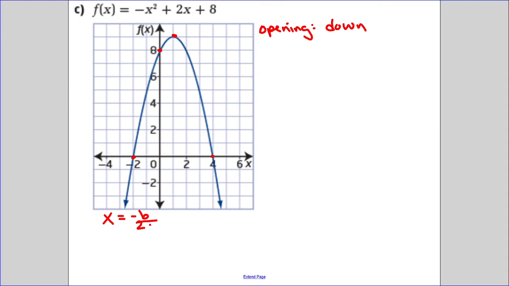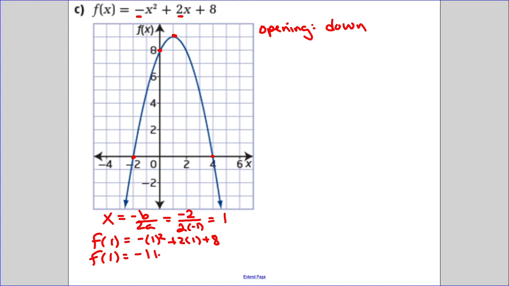So minus b over 2a, which in this case is minus b is 2 and a is negative 1. So minus 2 over 2 times negative 1, that's going to be negative 2 over negative 2, which is going to be positive 1. And then if I plug 1 back into the function, I've got negative 1 squared plus 2 times 1 plus 8. So the function at 1 is going to be negative 1 plus 2 plus 8, which is like saying 10 minus 1. And so it is just what we can see on the graph here.